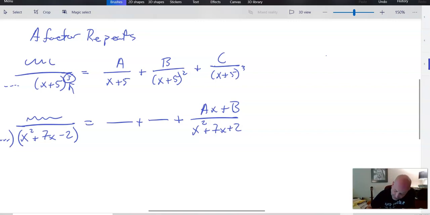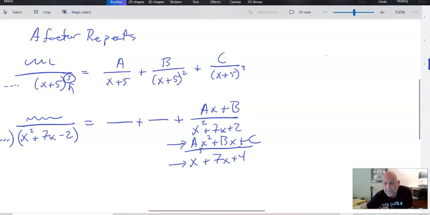If it had been a cubic, like if it was x cubed minus 7x plus 4, it doesn't matter that I'm missing the x squared there. It would be a cubic factor, so it would be a quadratic numerator. So you'd have ax squared plus bx plus c. So the numerator is always the general form of a polynomial that is 1 degree lower than the denominator. That's generally how it works when you have something that's not linear.